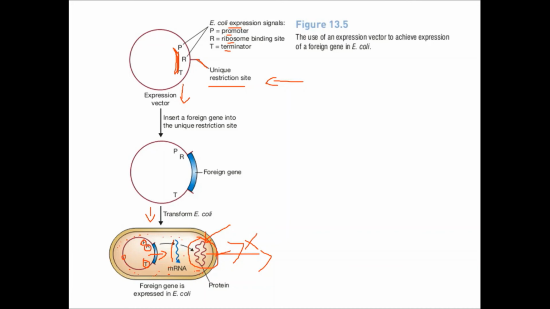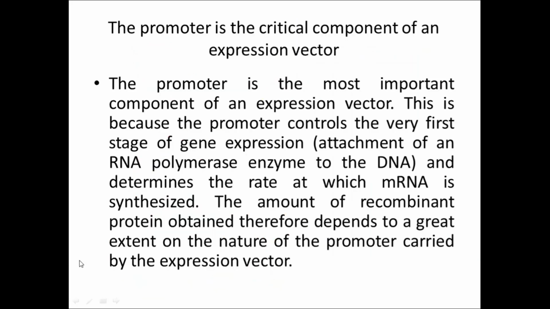This is the use of an expression vector to achieve expression of a foreign gene in E. coli. I think this is the last slide, because the other two factors we are going to study later. Now I will complete this.